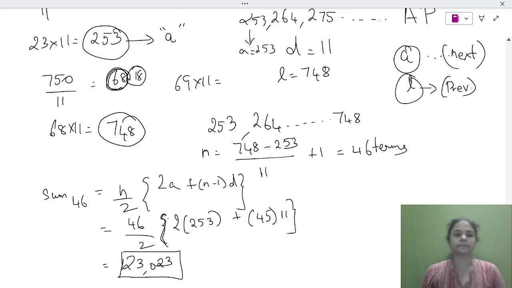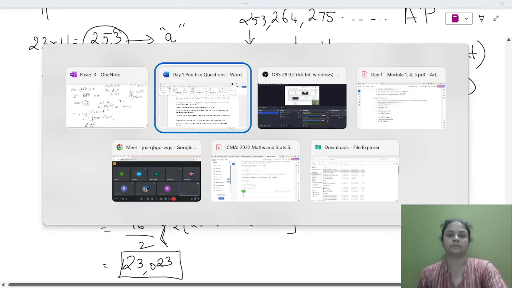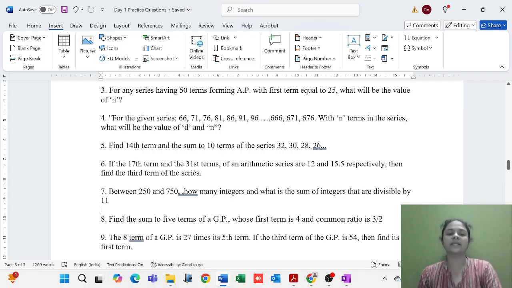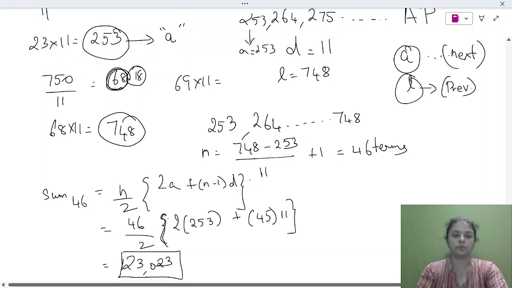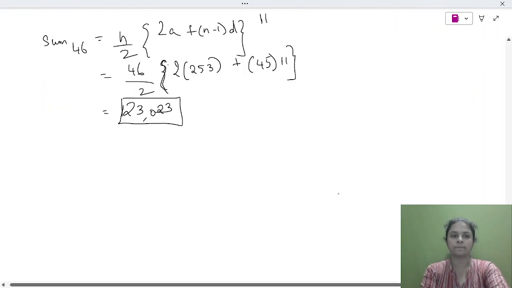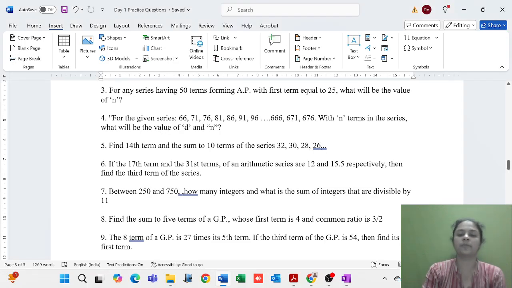Is it clear? Okay. So is this answer clear? Answer above up to 23023. I hope you have got it and clear with this. Okay, so I am assuming you are clear. I am continuing to the next question.